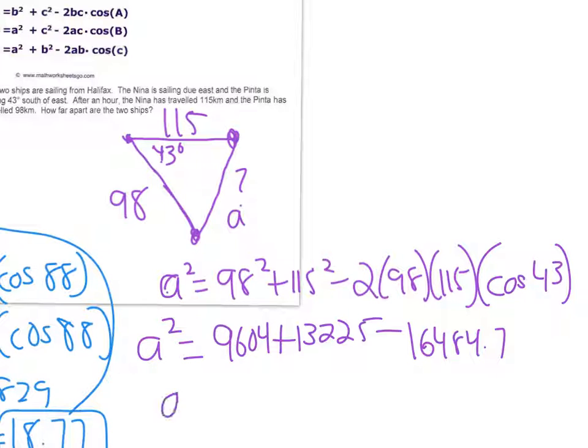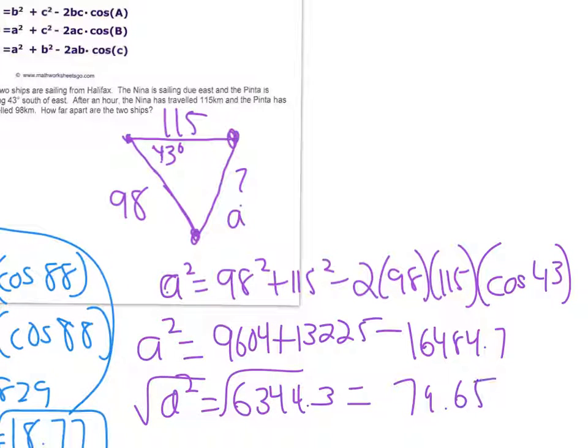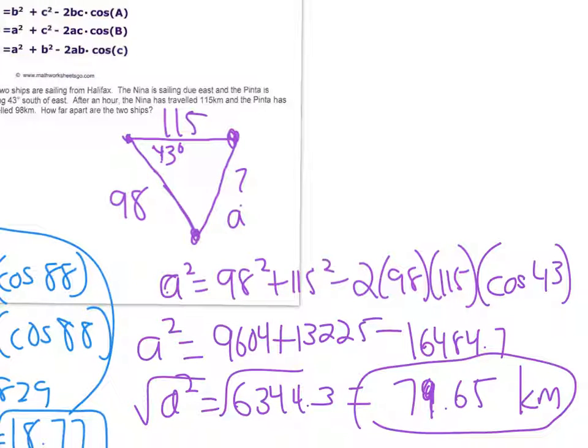So when I put all this together, A squared is going to equal 6344.3. Square root my answer. That's going to be 79.65. So approximately 79.65 kilometers. They're about 80 kilometers apart when they do that.